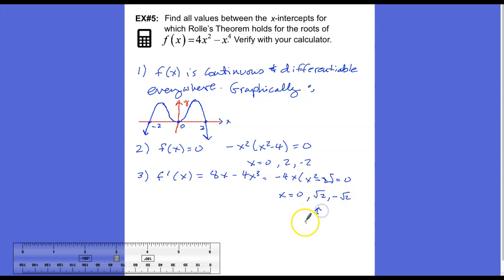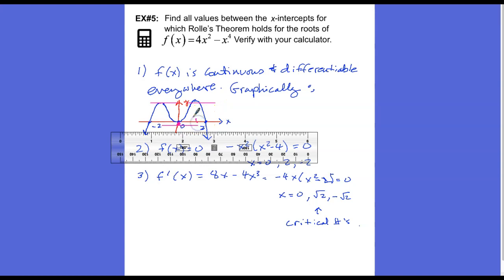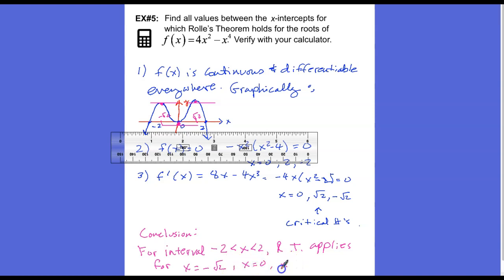Now these are what we call critical numbers, and they're the values for which the slope of the tangent line is equal to 0. So at 0, positive square root of 2 and negative square root of 2, our function has tangent lines with a slope of 0. Let's write that conclusion up. For the interval negative 2 less than x less than 2, Rolle's theorem applies for x equals negative square root of 2, x equals 0, and x equals positive square root of 2.